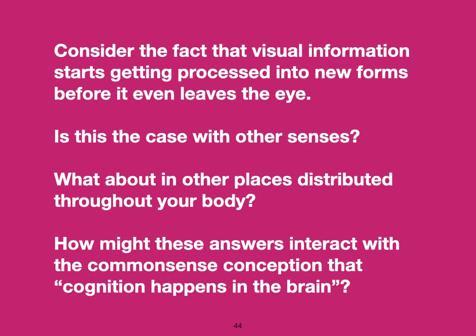As always, a final thought. Consider the fact that visual information starts getting processed into new forms before it even leaves the eye. Is this the case with other senses? What about in other places distributed throughout your body? How might these answers interact with the common sense conception that cognition happens in the brain?